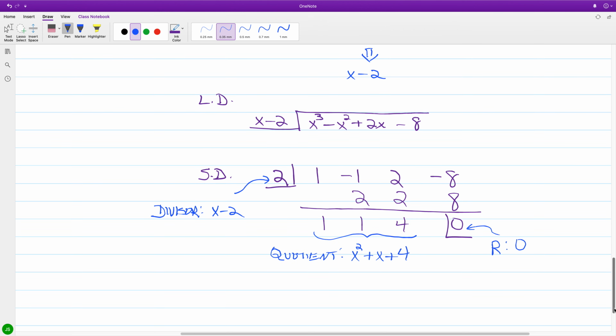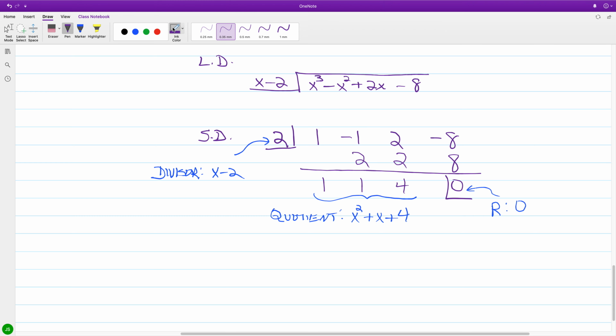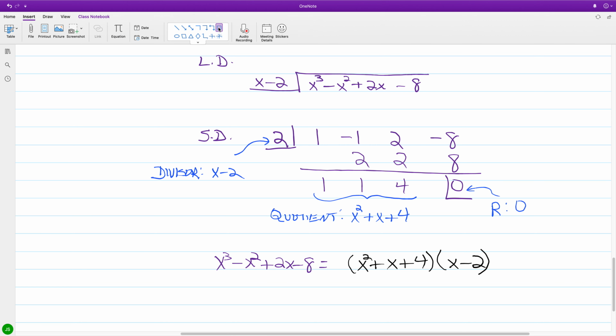So in terms of writing what we have as a product of linear factors, we have x cubed minus x squared plus 2x minus 8 equal to, with our factors, and since we can't really factor x squared plus x plus 4 into integer coefficients, we'll just leave this in quadratic terms: the quantity x squared plus x plus 4 times the quantity x minus 2. And we will just let this be our end result.